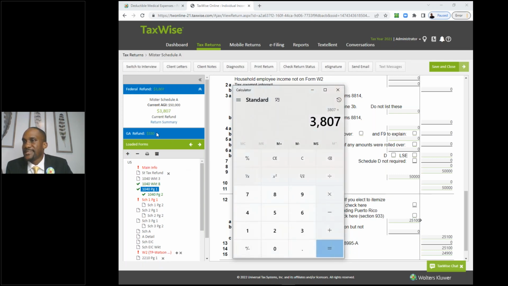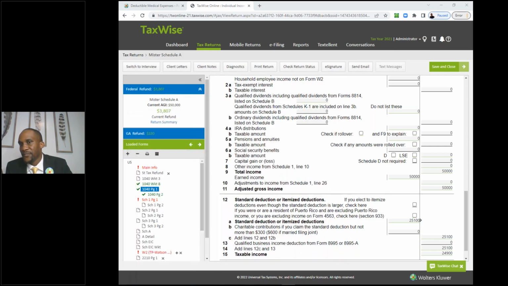So 3,807, plus they got a state refund of $330. So altogether, this client's getting a refund of $4,137. That's not bad, right? Hey, you feel like you did a good job. For those of you that do bank products, you can get your tax prep fees out of that federal refund. Not bad. But let's take a look at this for a second.